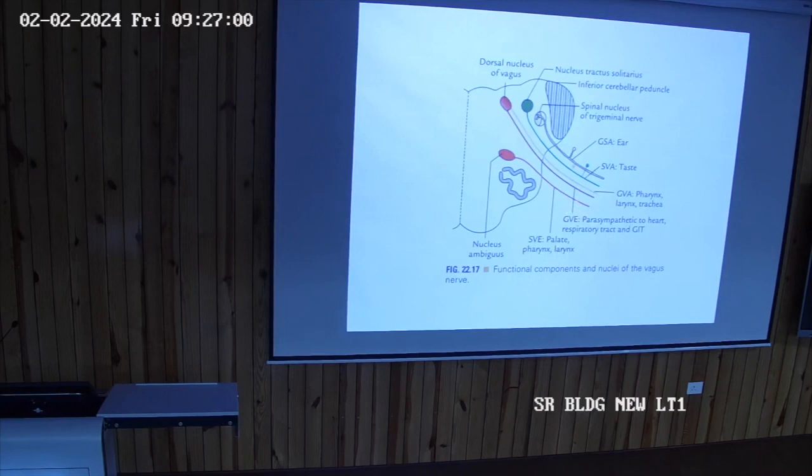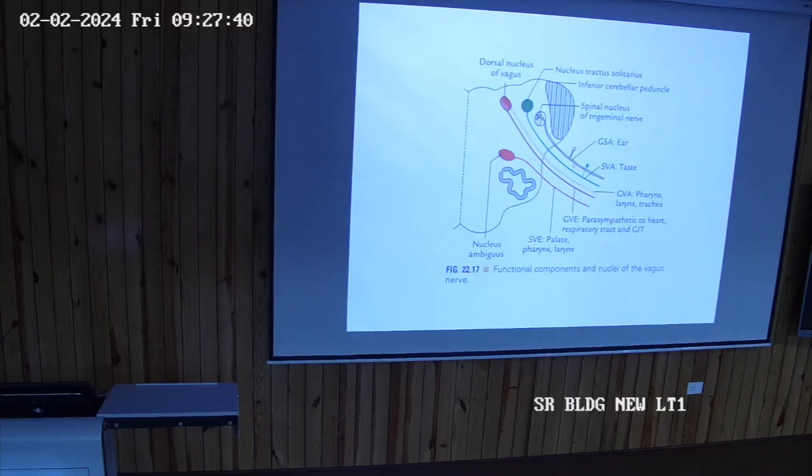See the diagram. This is the nucleus ambiguus, in the diagram of the medulla oblongata. This nucleus ambiguus is located in the medulla oblongata, and from it the fibers arise. These are special visceral efferent fibers, and they supply the muscles of the palate, pharynx, and also the larynx. So muscles of the pharynx, larynx, and palate are all supplied by special visceral efferent fibers.